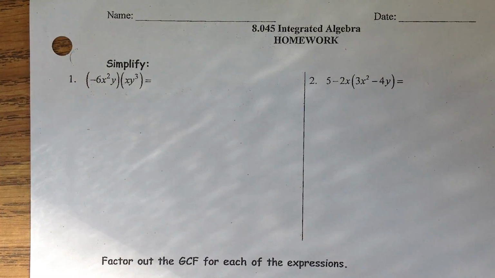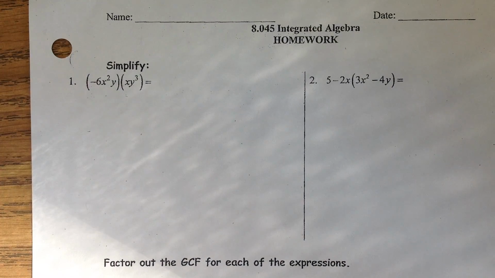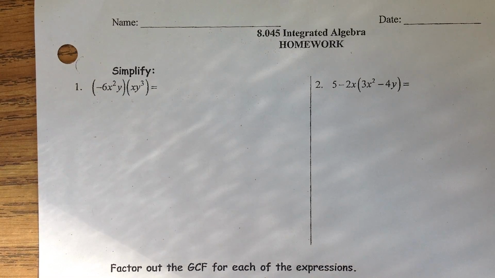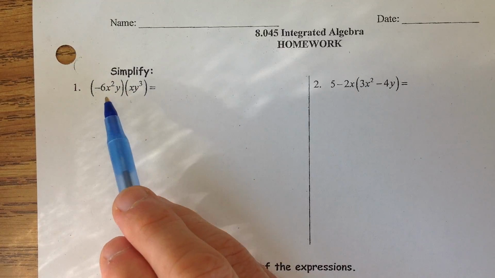8.045. This is sort of like a mid-unit review homework. It's going to be a little bit of everything we've done so far. Alright, so we're starting with kind of multiplying monomials.